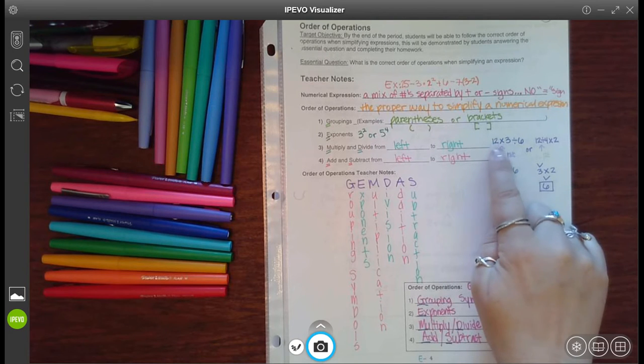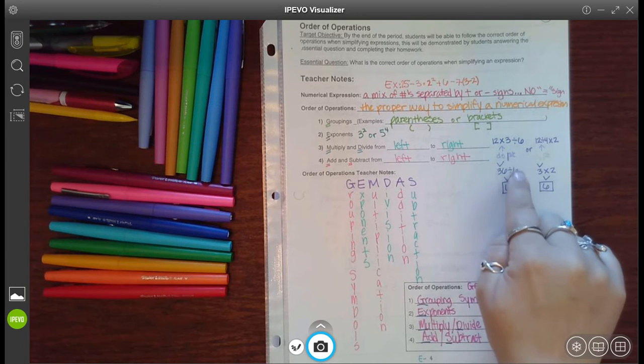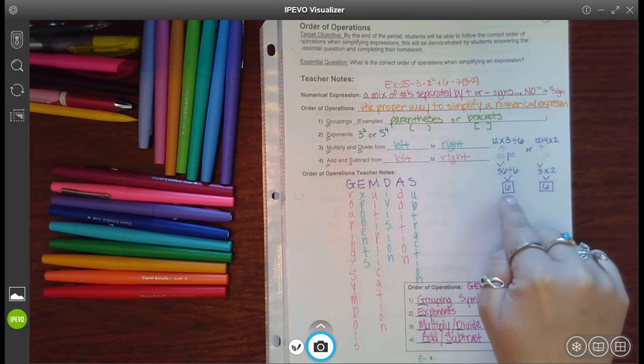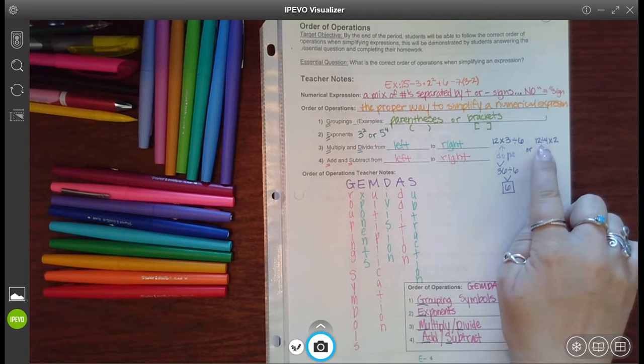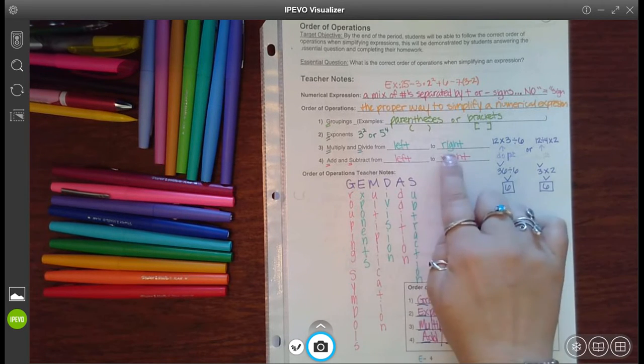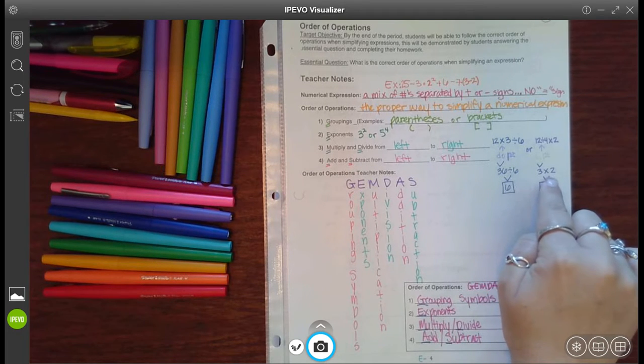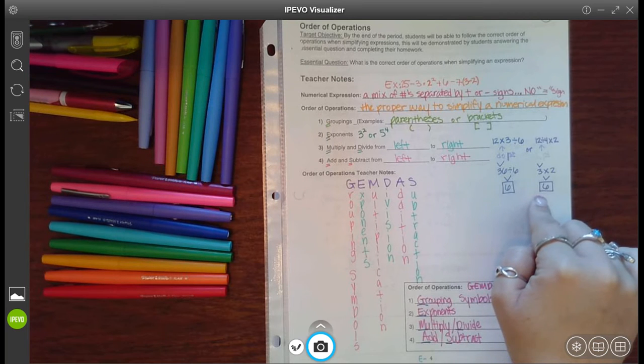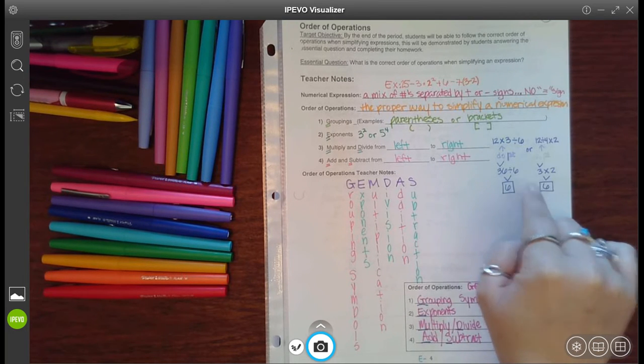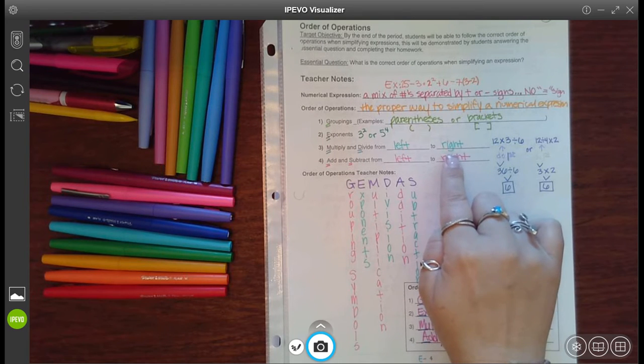Here, I'm going to do this multiplication first before I do this division, only because the multiplication came first. Okay, so I'm going to do 12 times 3 is 36, then bring down that divided by 6, and 36 divided by 6 is 6. Now here, I wouldn't do this multiplication first, I would actually do this division first, because it came first when going from left to right. So I'd go 12 divided by 4, which is 3, bring down that times 2, and 3 times 2 is 6. Okay, so when deciding between multiplication or division, you go from left to right, whichever one comes first.